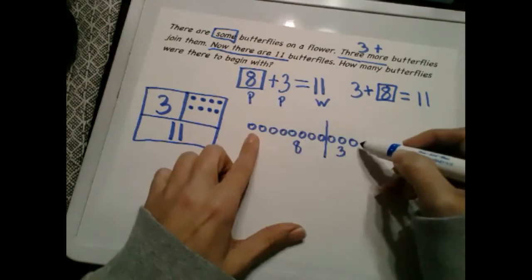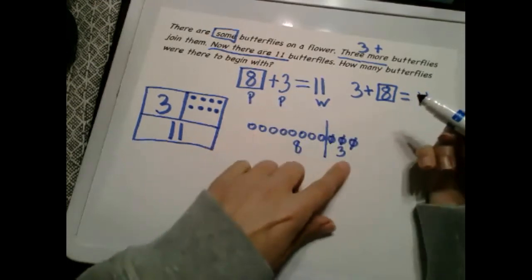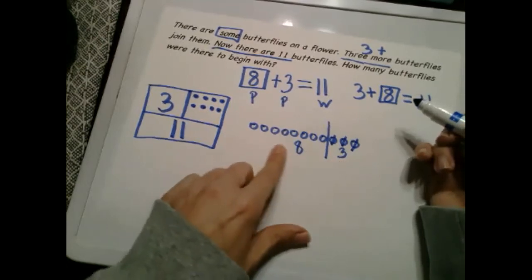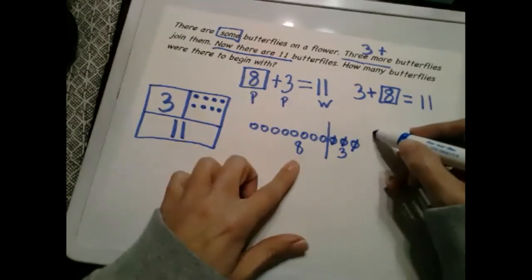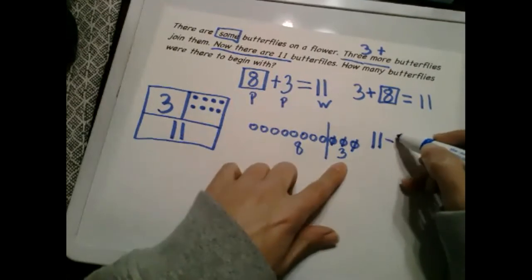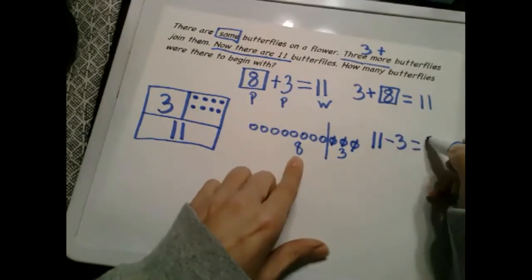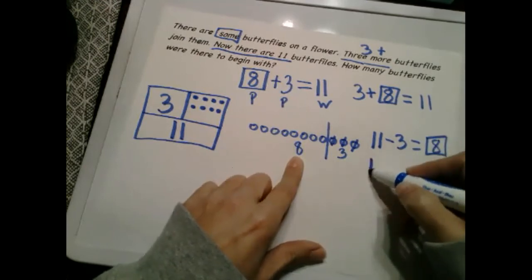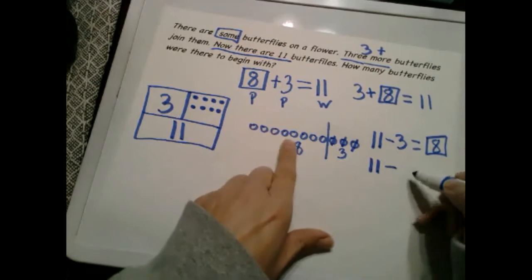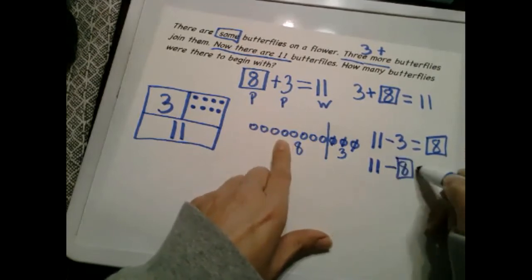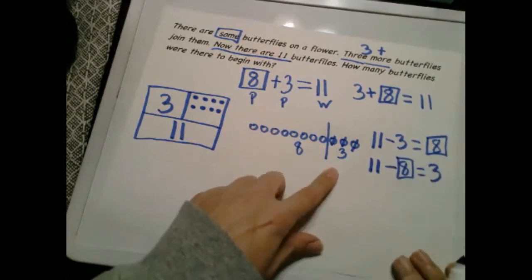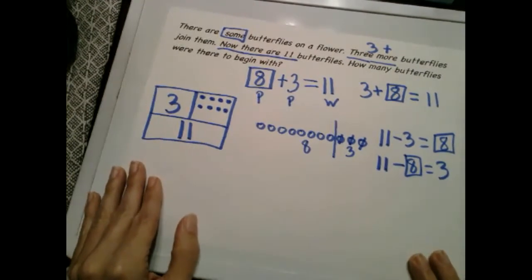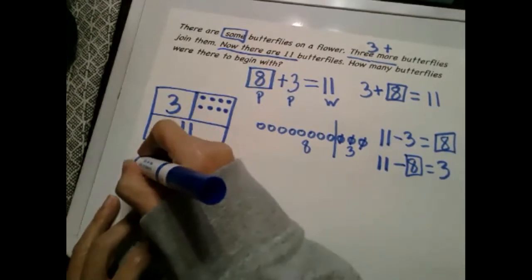If you have 11 and you take away the 3 that you had, then you have 8 left over. So I know that 11 minus the 3 equals 8. Or I could say 11 minus 8 equals 3. Another way that you could have used this is with a number line.